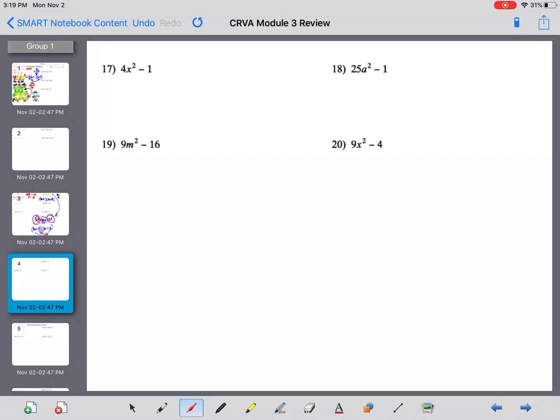Let's try number 19. Number 19, I can square root the first term, that's just 3m. I can square root the second term, that's just 4. I notice there's no middle term, so that means I need one positive or plus sign in the factors, and I need one to be a minus sign. And if you FOIL this together, it checks out.